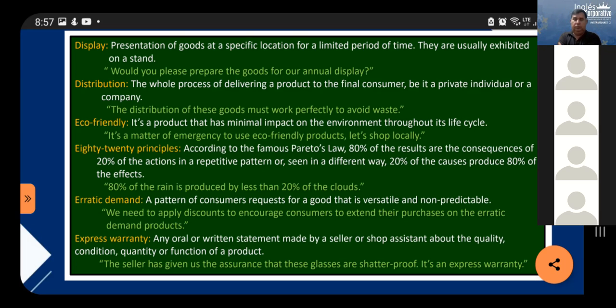Distribution, the whole process of delivering a product to the final consumer, be it a private individual or a company. The distribution of these goods must work perfectly to avoid a backlog.